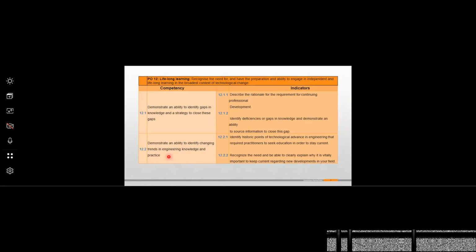Things are measured by calculating the attainment of course outcomes and attainment of program outcomes. That we will see later. But I'm just telling you how to frame this competency and indicators with respect to the corresponding program outcomes. Right? Next slide, please.